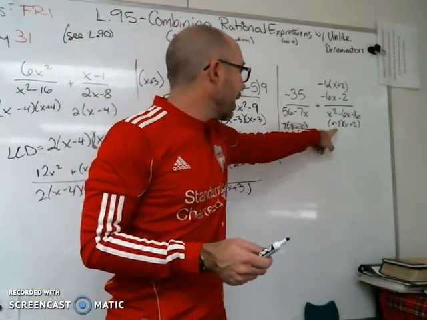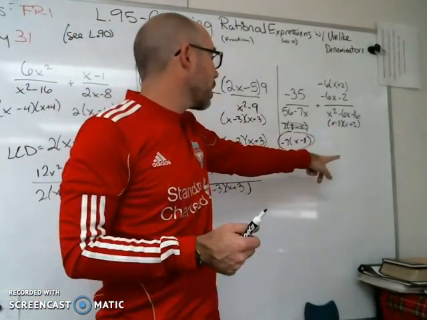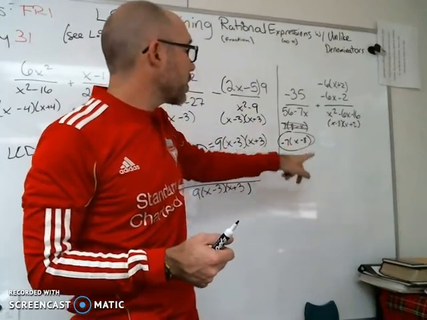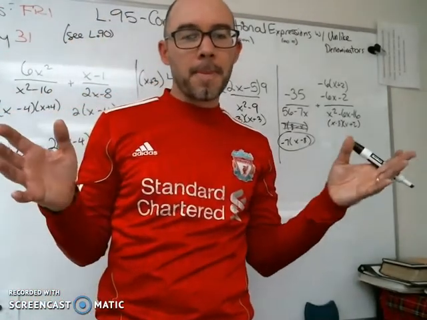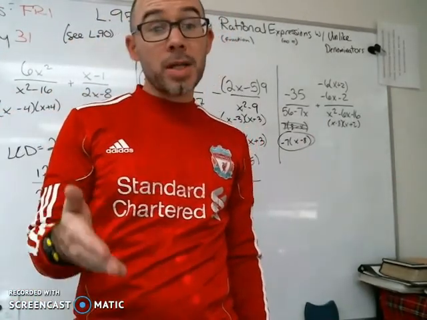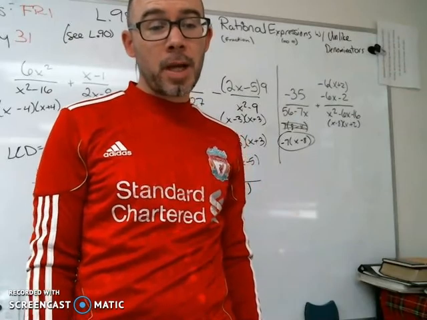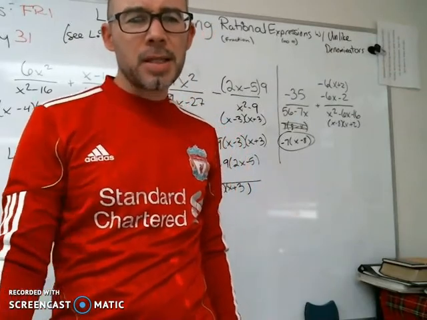Here I've got an x minus 8, an x plus 2, and a negative 7. That's my least common denominator. I've got to clean up the top and finish it off. If you want to see one or two more, I can help you with that in class, but for now, I think that's enough to get you going.